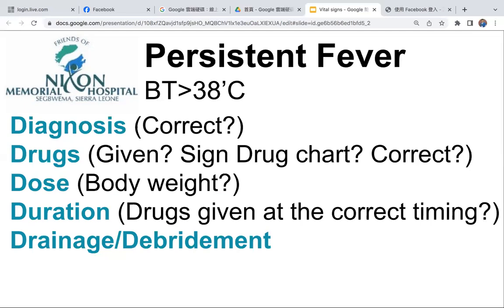Thirdly is the dose. Is it given by the body weight? Is it underdosed? The fourth is the duration. Are the drugs given at the correct time? Lastly is the drainage of the problem. Let's say the patient has a deep-seated abscess. The antibiotic will not work if the abscess is not drained. So sometimes it's very important to perform incision and drainage for a very severe abscess.